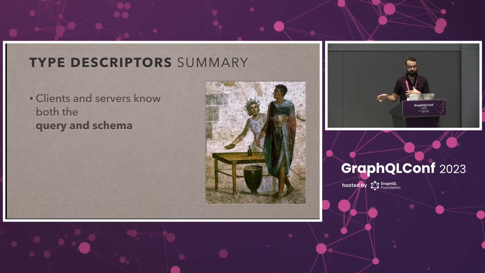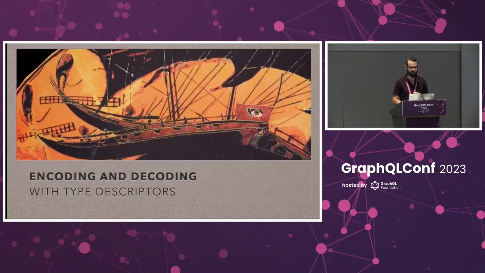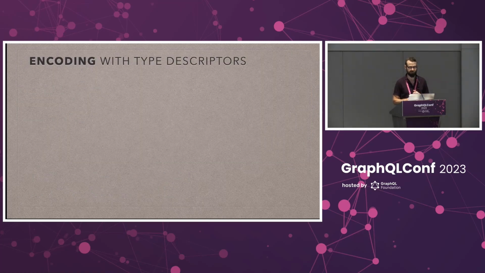So clients and servers know both the query and the schema. And from these, we'll generate a type descriptor which captures the necessary metadata for serialization and deserialization. So that was kind of our step 1 of our 2-step process. So let's move on to step 2, which is actually using these type descriptors so that we can encode and decode actual messages in response to queries.